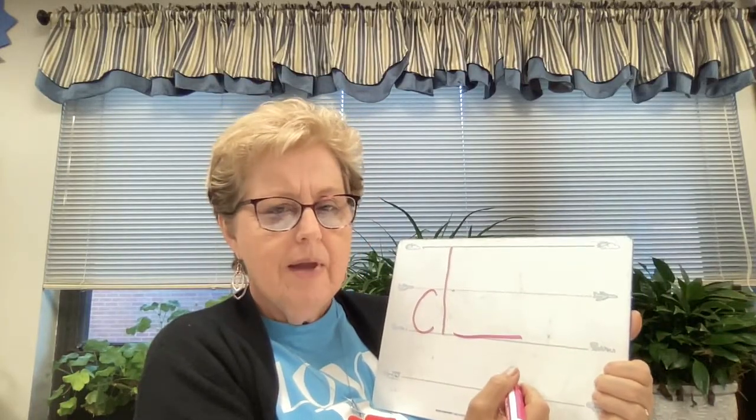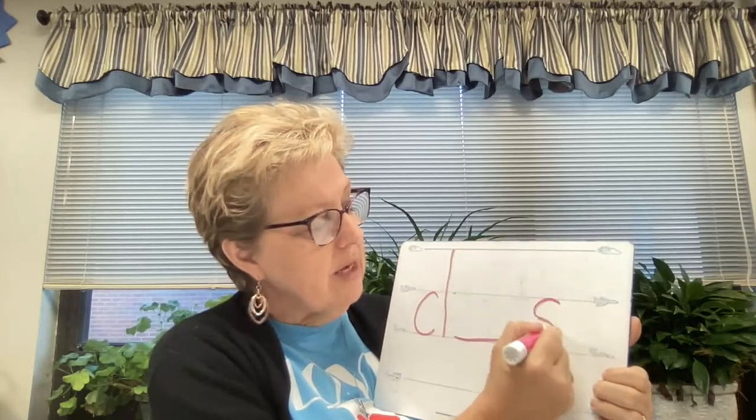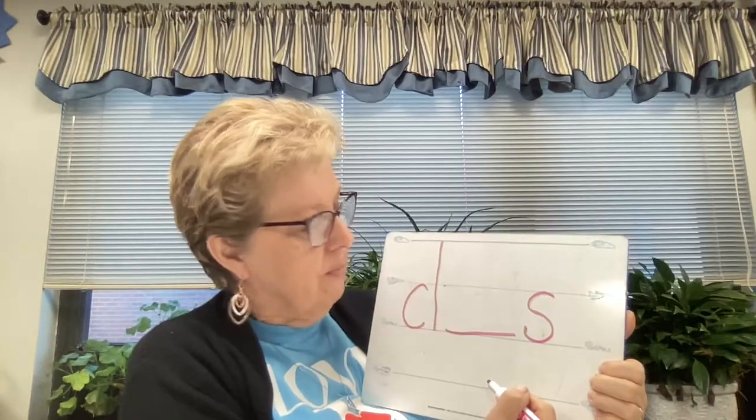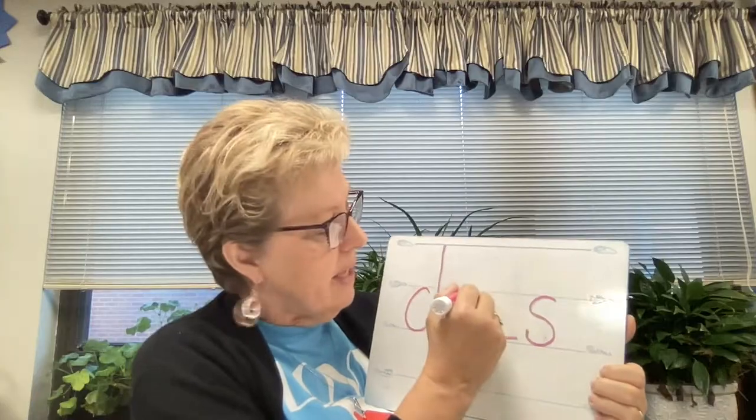Ah. What do you think? Would it be A-U or A-W? And the Z on the end, that would be an S, not a Z. Claws. Eagle has claws. That's right. It's A-W.